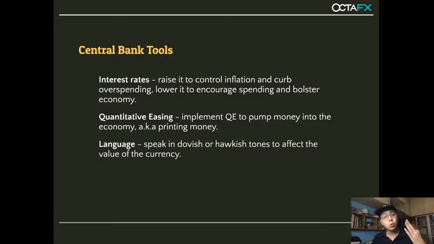Okay, and the third tool here is called language. Okay, so language basically means that a central banker can come out to the public, to the news, to the media, and just decide to say something. Okay, so whatever they say is going to affect the market as well. So this is actually one powerful tool that the central banker can use. Okay, so just remember three things central banks can use: interest rate, print money, language.